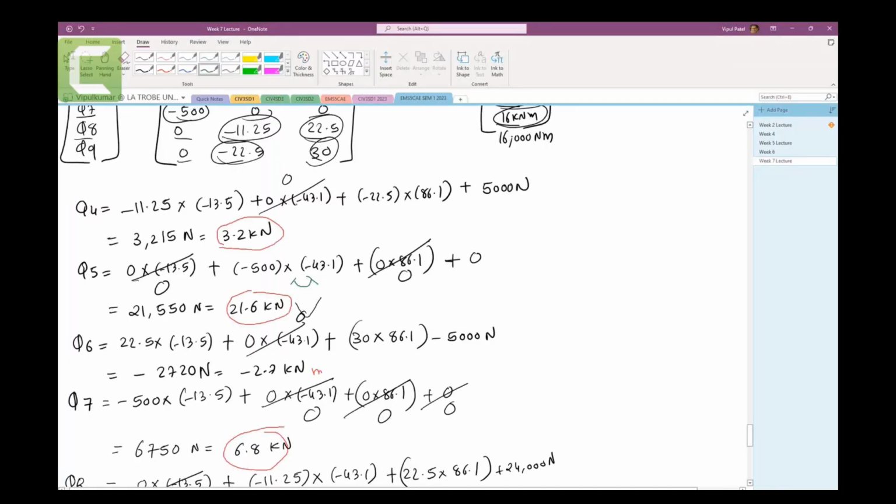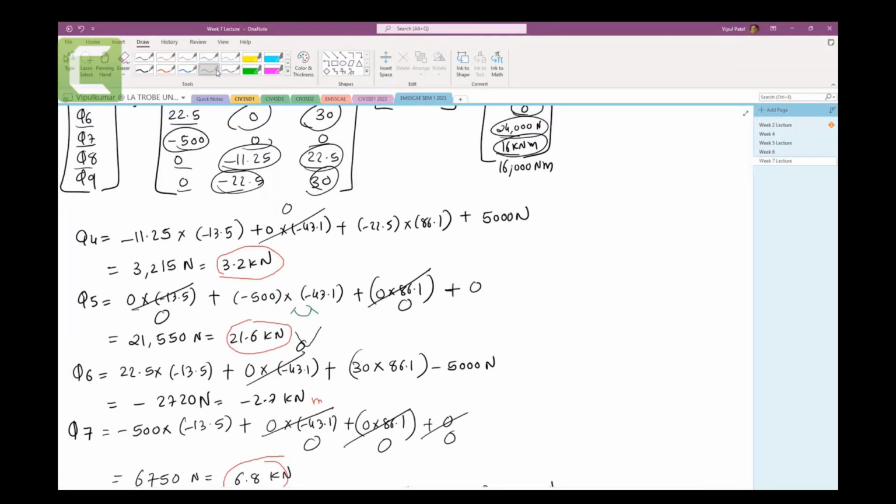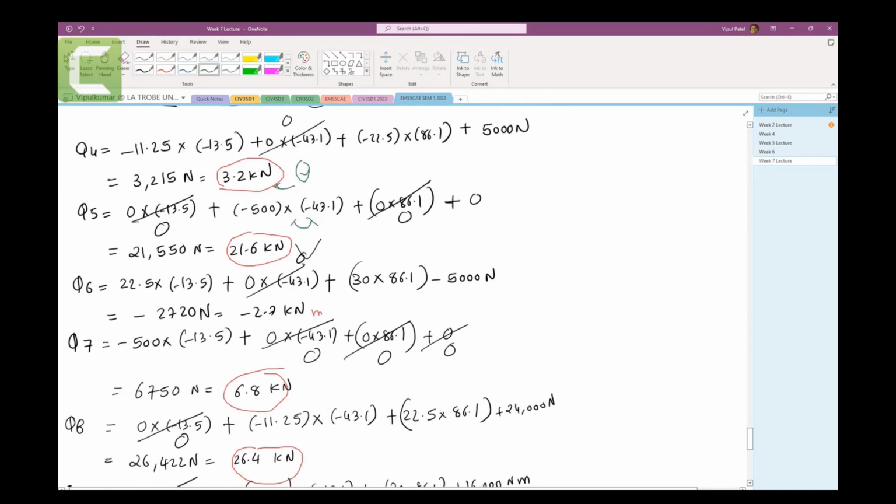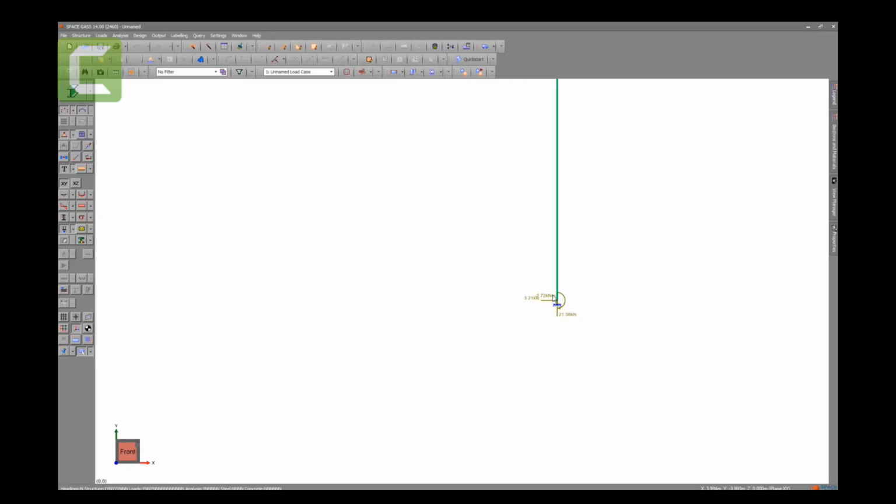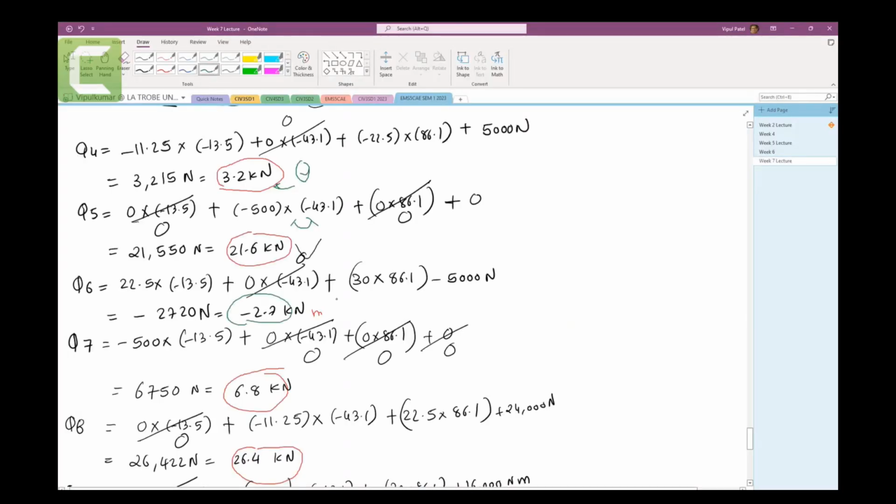3.21. Yeah, 3.21. Again, smiley face here. 3.21 we found. Q6 minus 2.7. Yep, from the report we found minus 2.7. So again, the smiley face here.